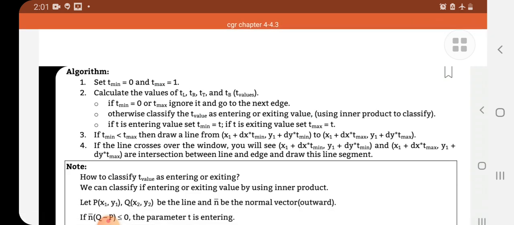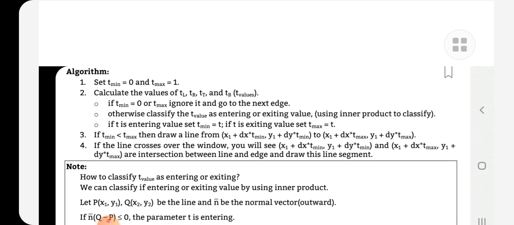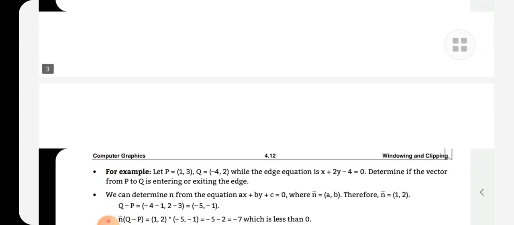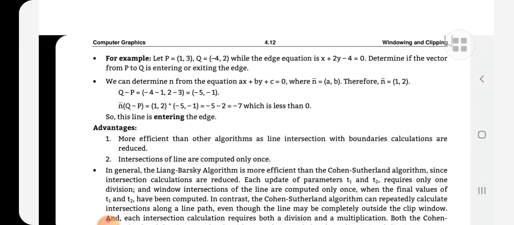If the line crosses over the window, you will see that (x1 + dx t minimum, y1 + dy t minimum) and (x1 + dx t maximum, y1 + dy t maximum) are the intersections between the line and the edges, and draw this line segment. For example, here.